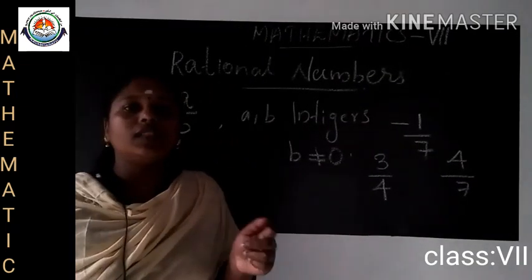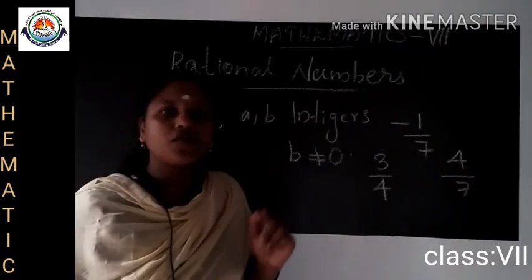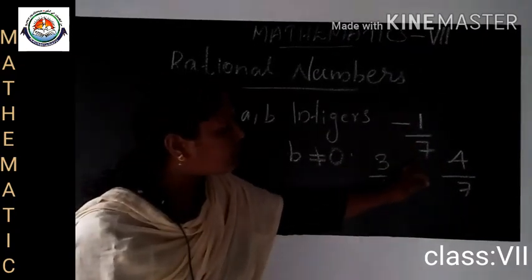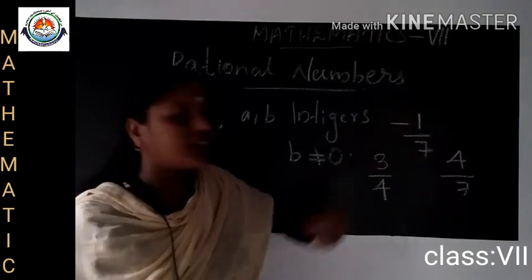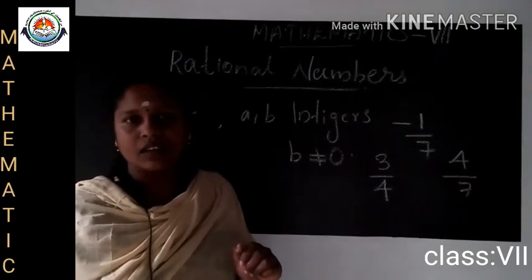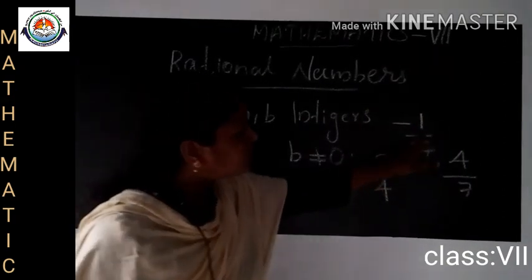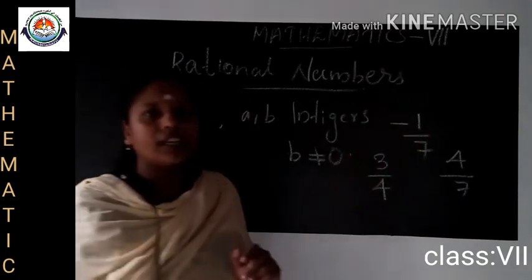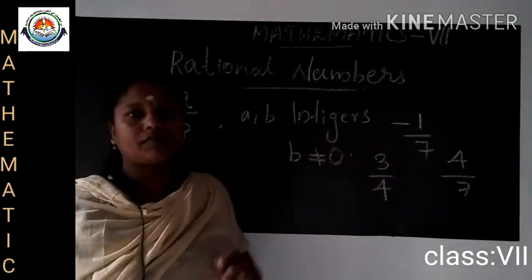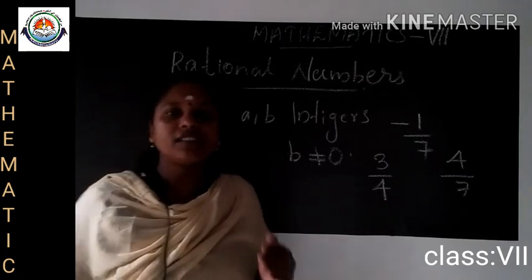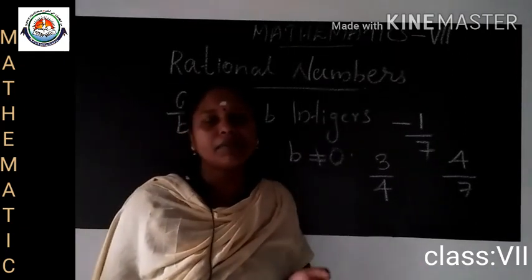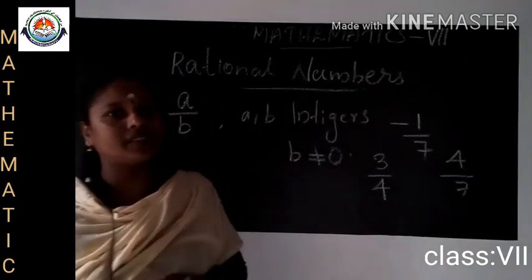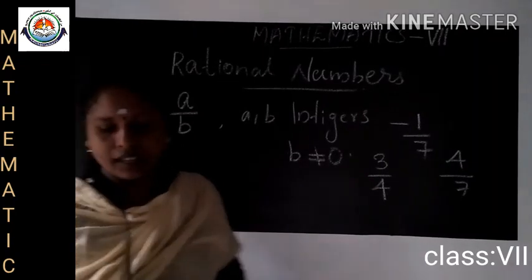But not all rational numbers are fractions, because negative 1 by 7 is a rational number. Is it a fraction? No. Why? Because here the numerator is negative 1. So did you understand the difference between rational numbers and fractions? I think it is clear.